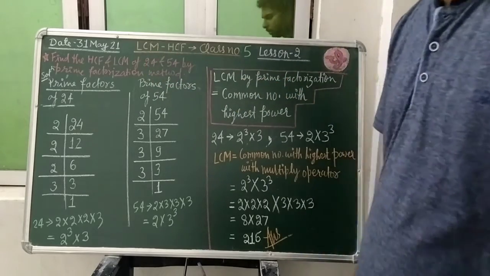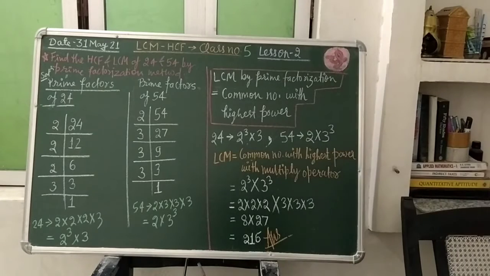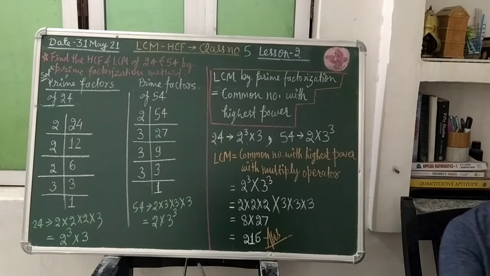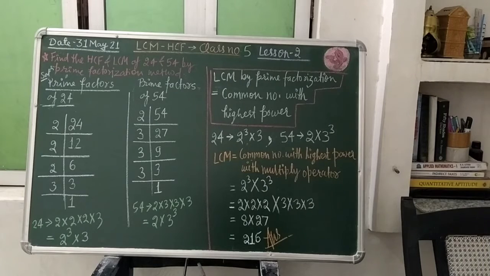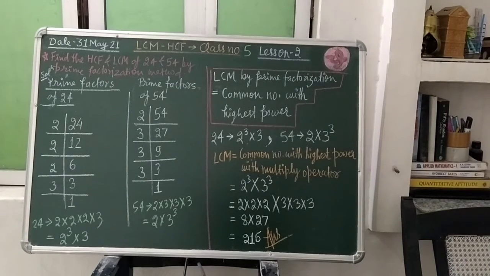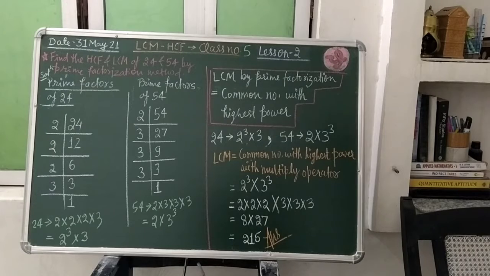You can write it down as your first answer. Then we are going to talk about the HCF of 24 and 54 by the prime factorization method. Write down fast.